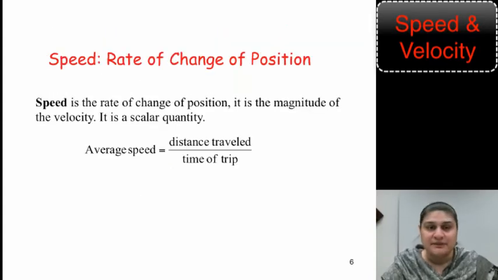What is speed? Speed is the rate of change of position. Speed is the ratio of the change of position, and it is the magnitude of a velocity. It is a scalar quantity. So in order to define average speed, you will take your distance traveled divided by the time taken to travel that distance.